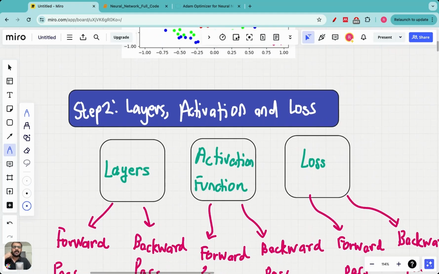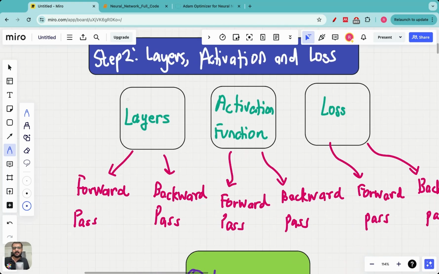Then let's move to the second step, which is understanding the layers, the activation function, and the loss. These three components form the main core of the neural network architecture. And it's very important that we understand these three building blocks very clearly.